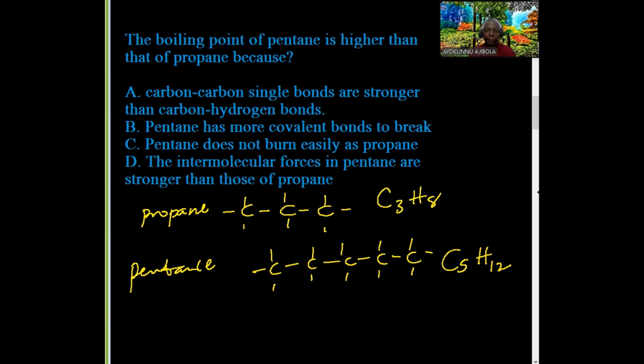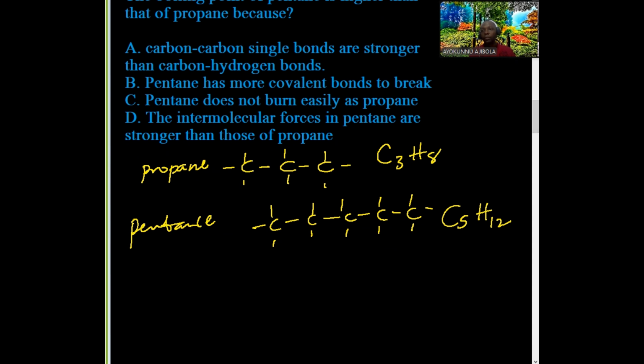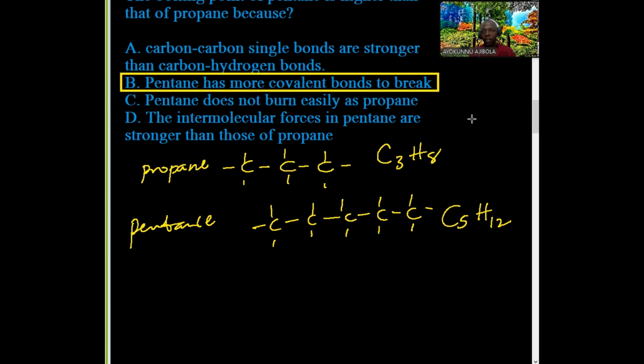Because there are more carbons in pentane, it will have a higher boiling point. So pentane has more bonds to break, whether covalent or whatever we call it. Okay? Is that clear? Yes, sir. Pentane has more bonds to break. That's why the boiling point is higher than that of propane.